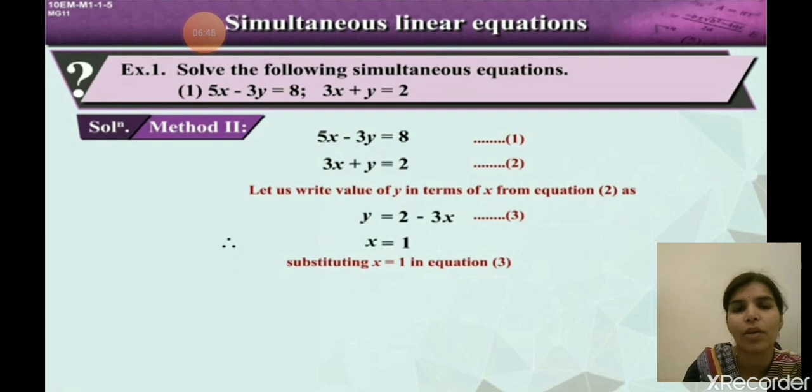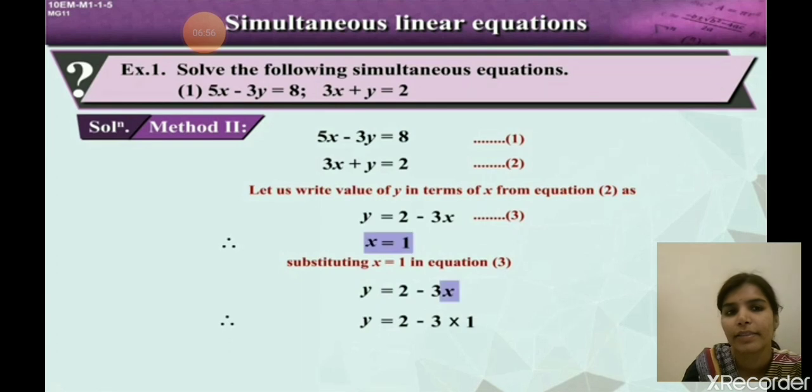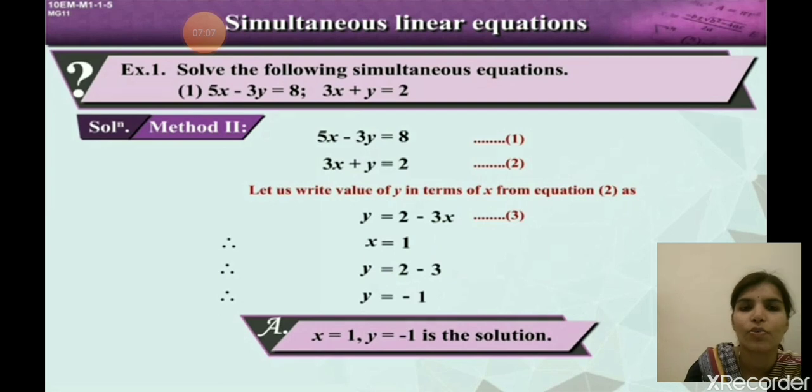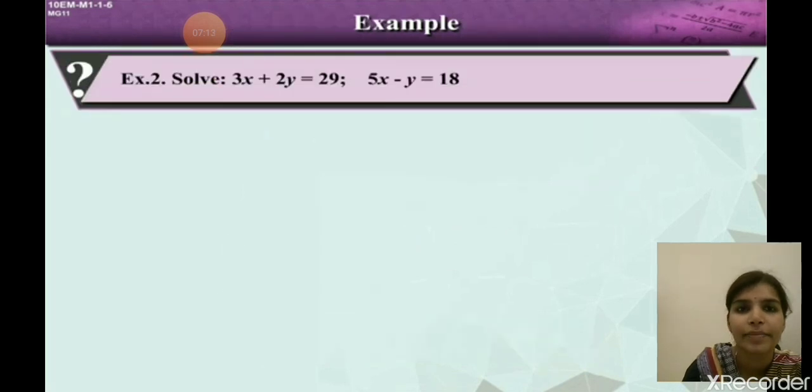Then put the value of x in y. y = 2 - 3x. So y = 2 - 3 into 1. y = 2 - 3, that means y = -1. So the solution of our equation is the same: x = 1 and y = -1. Okay, do all of you understand?